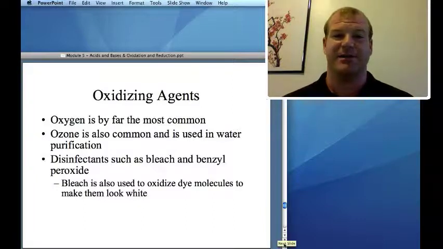And oxidizing agents, by far, oxygen is the most common oxidizing agent. That's not very surprising. But ozone is also common, and can be used in water purification for ozonolysis. Also, some disinfectants like bleach and benzoyl peroxide, for acne medication. So the way bleach works is it oxidizes dye molecules and it makes them look white. Actually, it kind of turns them slightly blue as well.